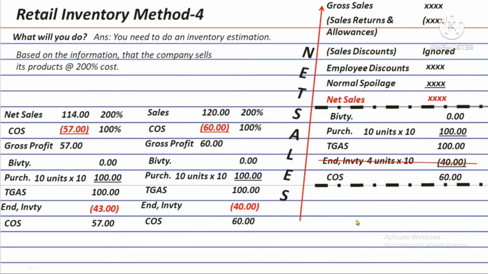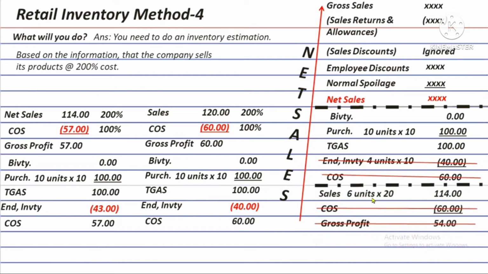So what's the first that will be changed? Of course, the gross sales. If you can still remember, the gross sales earlier is 120. That's 6 units sold times 20, right? But now, it will become 114 only. Why? Because employee discounts are automatically deducted or netted against the gross sales. So it's very unlike the sales discounts, because the sales discounts are stored in a separate account. That's what changed.